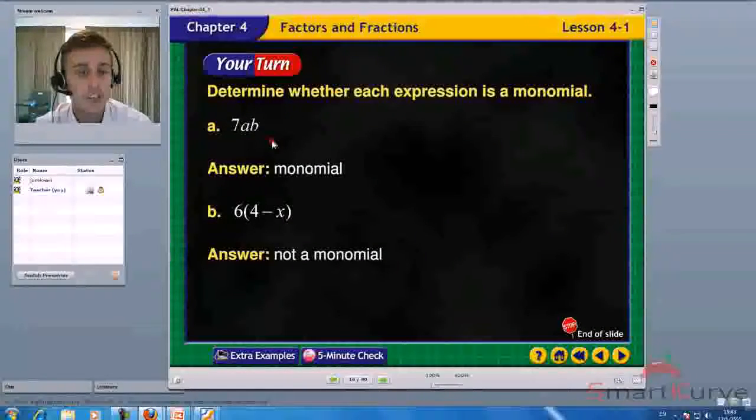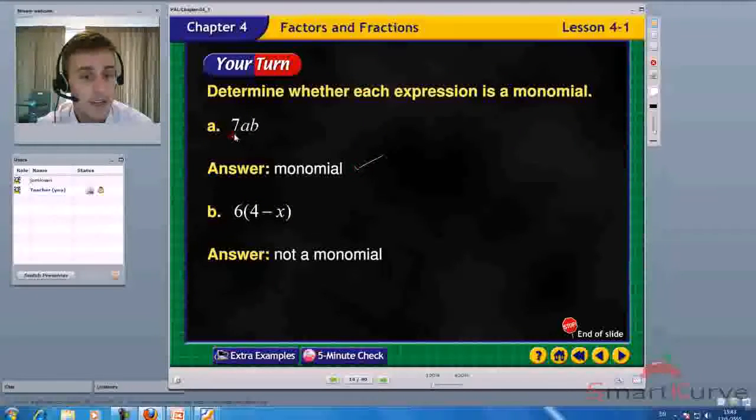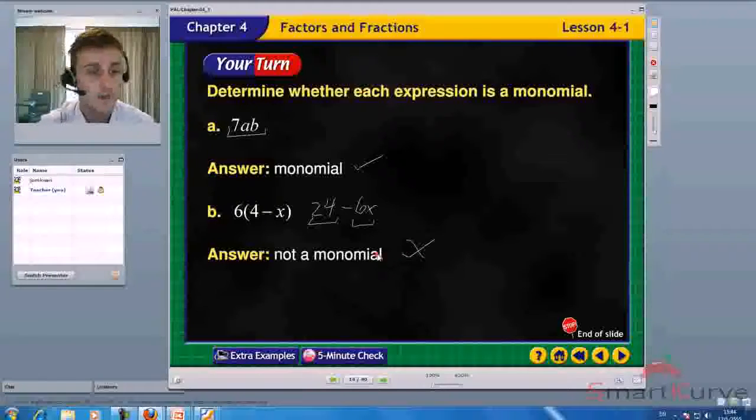Determine whether each expression is a monomial. 7ab. Yes, in its simplest form, it is 1 term. 6(4 minus x). Not a monomial. In its simplest form, 6 times 4, 24, minus 6x. There are 2 numbers involved in here. It is not a monomial. Monomial is 1 term. 7ab is a monomial. 24 minus 6x is not a monomial.